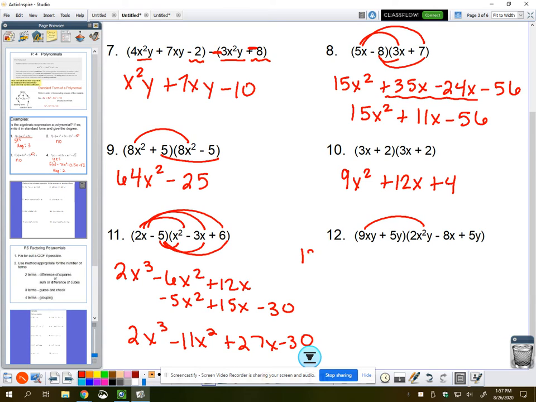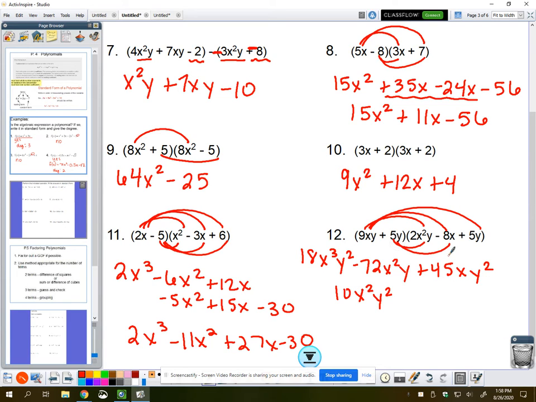All right, so multiplying here, I'm going to get 18x to the third y squared. And then I would get negative 72x squared y and 45xy squared. So then it's 5's turn. So that would be 10x squared y squared minus 40xy plus 25y squared. All right, that should be in one long line because there are no like terms. So there's a plus sign that connects this line with this line. That should all go across. I just didn't have room.